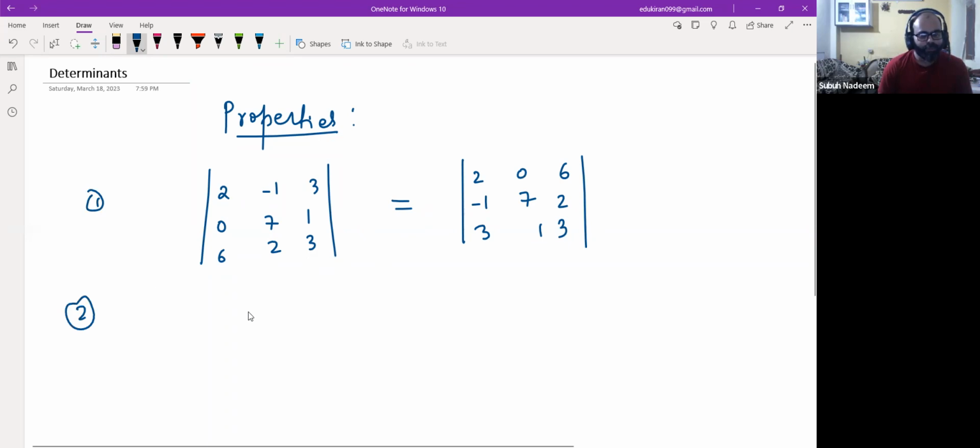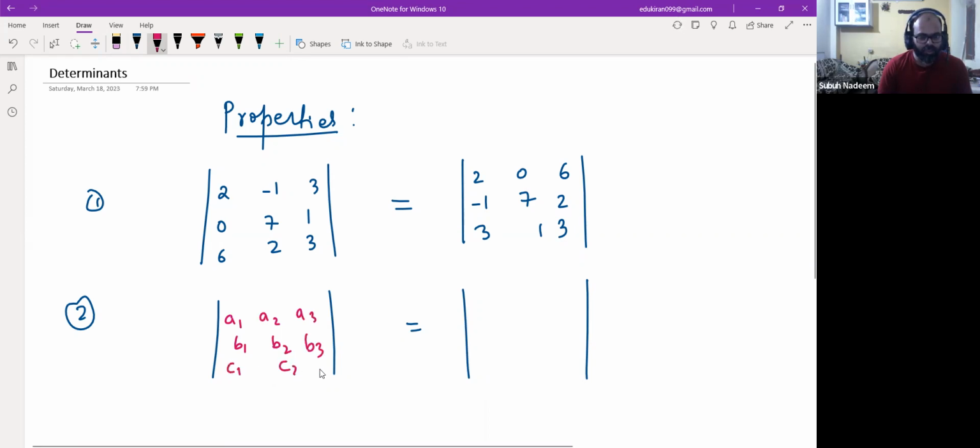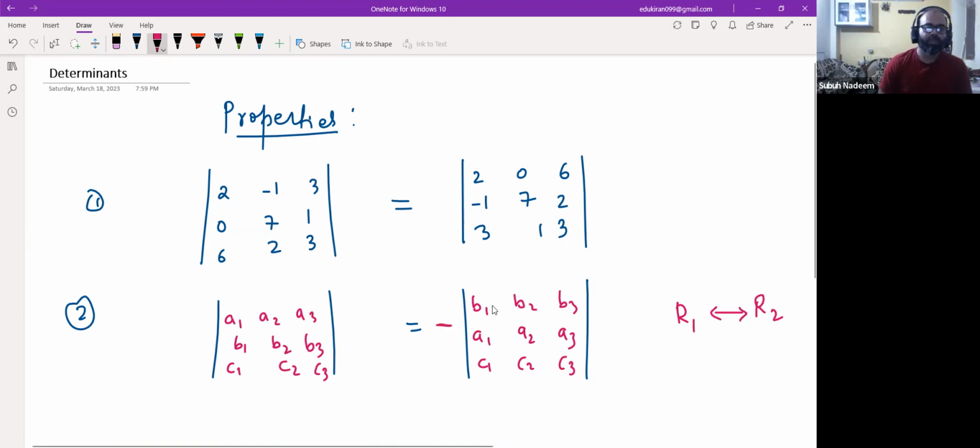The second property is that if you interchange two rows or two columns, then the resultant determinant is the negative of the original determinant. That is, if it is A1, A2, A3, B1, B2, B3, C1, C2, C3, and you write it as B1, B2, B3, A1, A2, A3, and C1, C2, C3, that means you have interchanged row 1 with row 2. So there will be a minus sign which will come outside. This is another property.